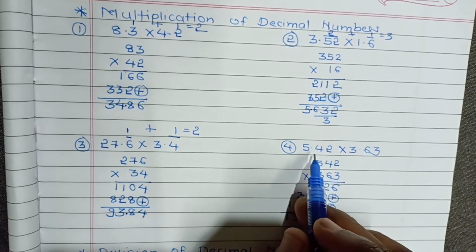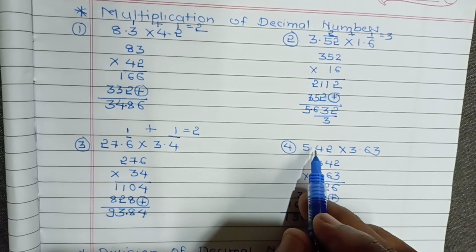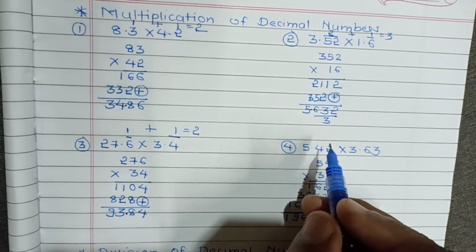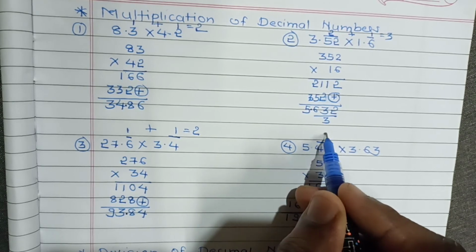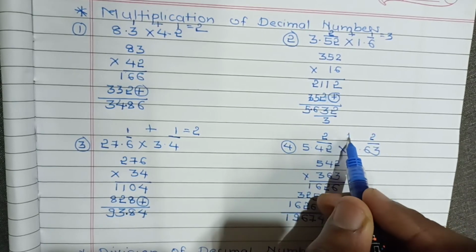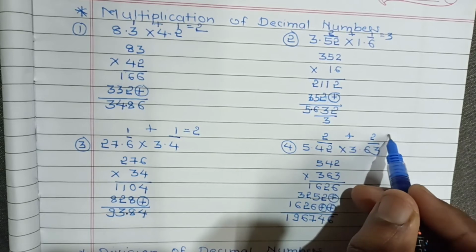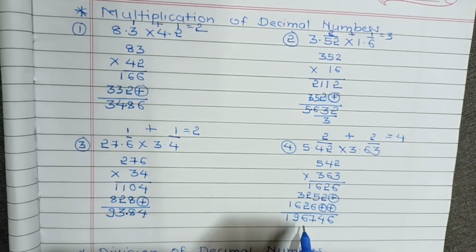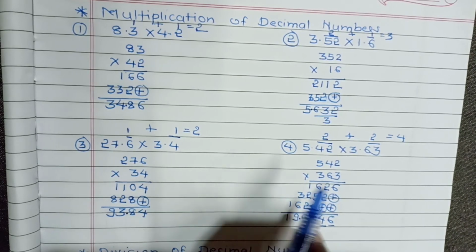For this you have to see after the decimal point how many digits are present. So here how many digits are present? 2, only 2, and here also 2. So you have to do the addition. 2 plus 2 is 4. So 4 numbers you have to leave from the back side. This is the first, second, third and fourth, and put the decimal point here. This is how you have to do the multiplication of decimal numbers.